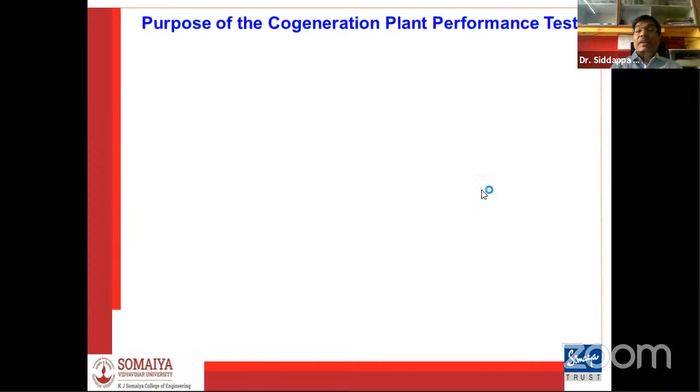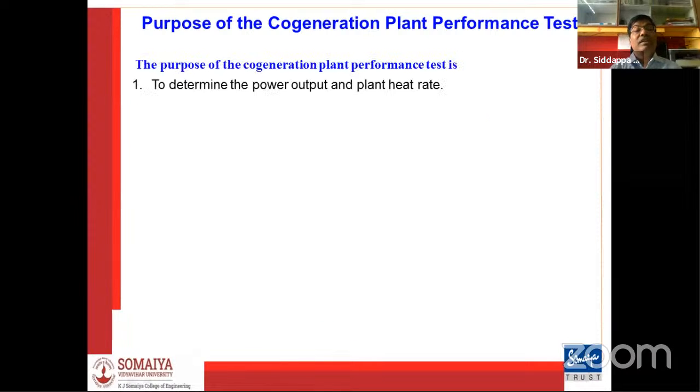And initially, before going to the performance parameters, let me explain what the purpose of a cogeneration plant performance test is. Why do you have to go for testing of the cogeneration plant? The purpose of cogeneration plant testing is to determine the power output and the plant heat rate. That means what is the output of the turbine, what is the output of the entire plant, what is the heat rate, and the efficiency of individual components.